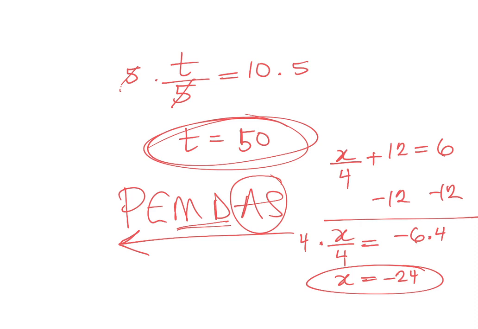So you could check your negative 24. You could plug it back in to check if it's valid, and that is completely fine. The book goes on to give you a few more examples. Let's look at a few more examples here.